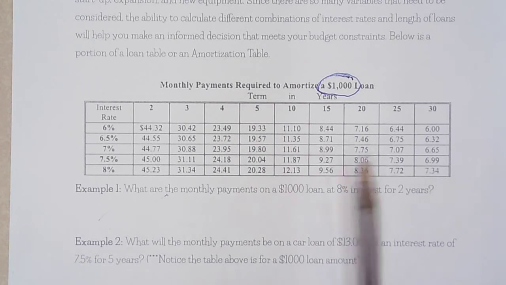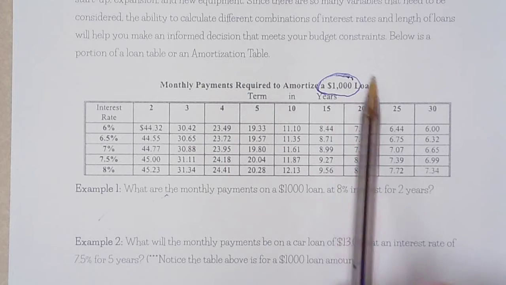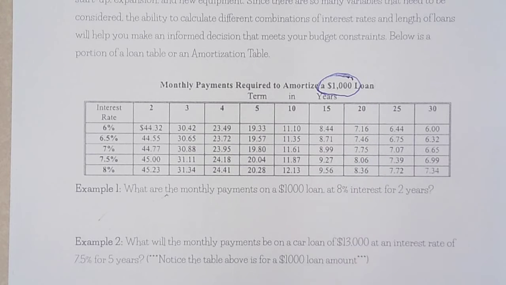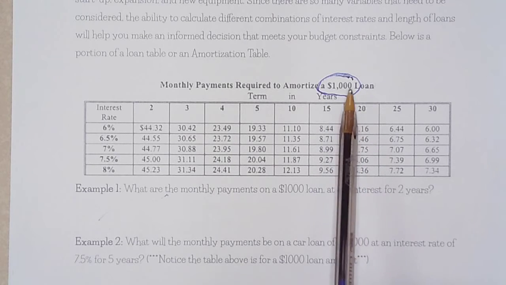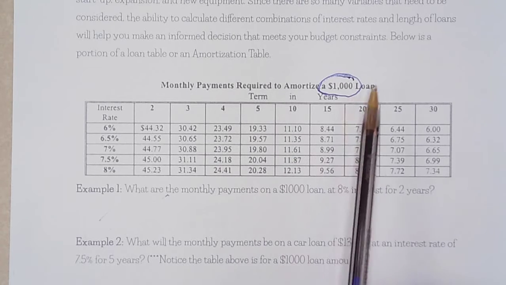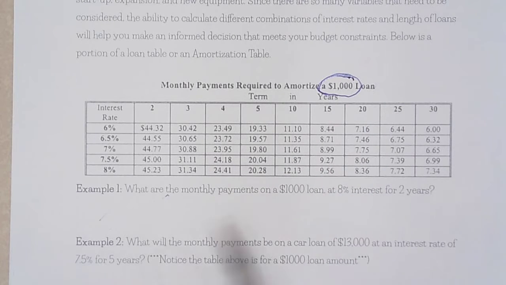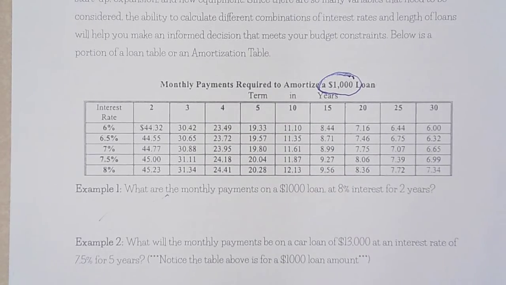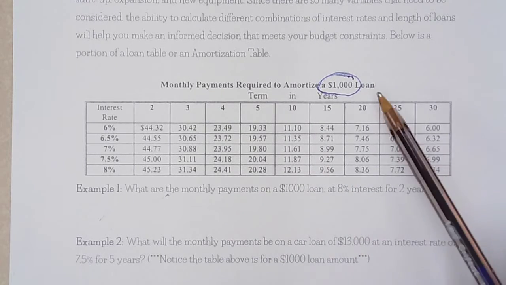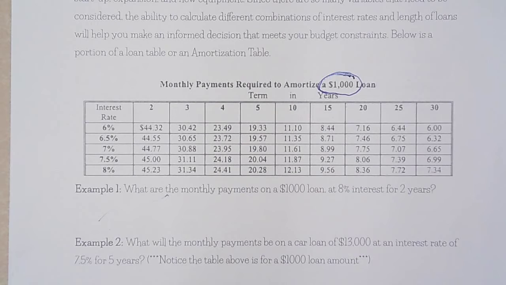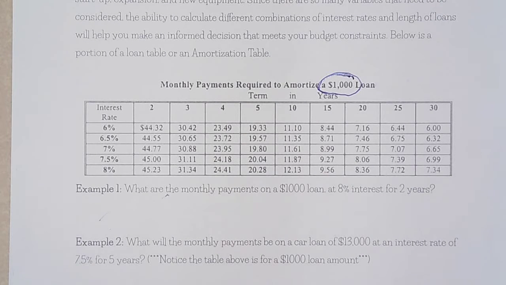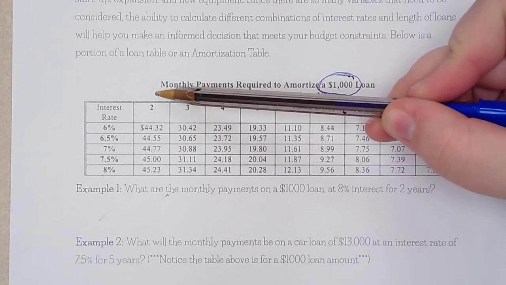Well, first of all, we're already good to go as far as the $1,000 loan because that's what this table is created for. There are other tables for different amounts of loans, but this is a really nice one because, like we'll see in example 2, it's really easy to just multiply or divide based on how large our loan is. So let's go back to it. At 8% interest, we're going to be looking at this bottom row because 8% is our interest rate. And then it says for 2 years, so we're going to look in our 2-year category.